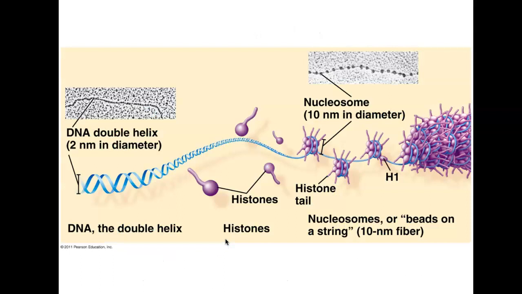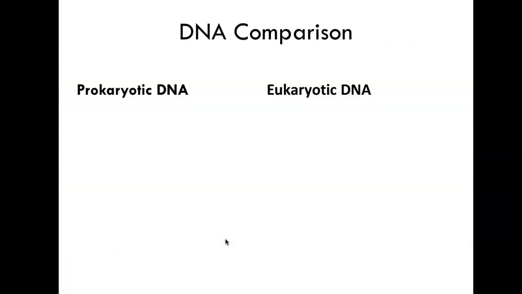All right, DNA is wrapped around these little proteins called histones. This is only in eukaryotes. That's how it is packaged and organized. I think that's all I know from this slide. Histones are the proteins that DNA is wrapped around.